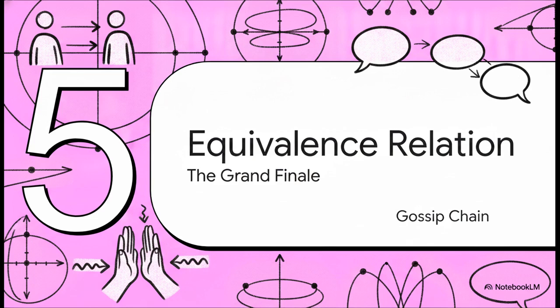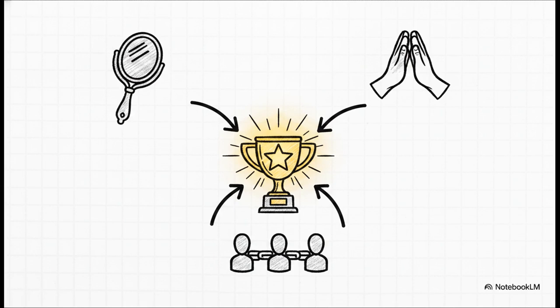And finally, part 5, the grand finale, equivalence. So we've covered the mirror, the high five, and the gossip chain. Let's see how this builds, because this is the moment where all these isolated rules finally combine into something much, much bigger. If you test a mathematical relation and you find that it acts as a mirror, meaning it's reflexive, and it acts as a high five, meaning it's symmetric, and it acts as a chain reaction, meaning it's transitive. If it does all three of these things at the exact same time, the whole shebang, congratulations. You've just unlocked the ultimate prize. You found what's called an equivalence relation.